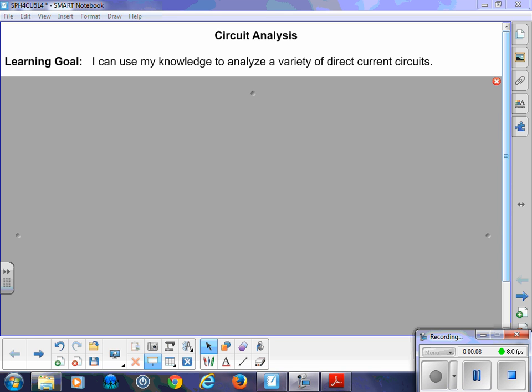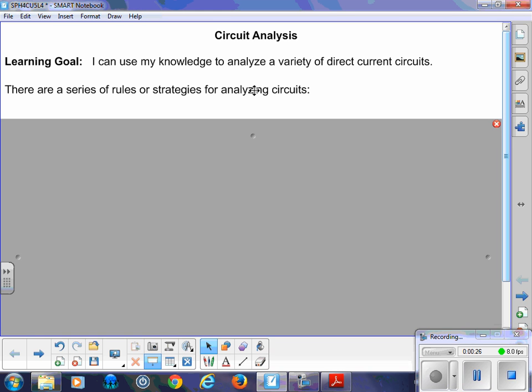So you can use your knowledge of direct current circuits to analyze for unknowns. This is kind of the stepping stone. If you're going to go into electrical technician or electrical engineering, this is a requirement, being able to do some circuit analysis at the basic level so that you can do the more complicated a little bit later on.